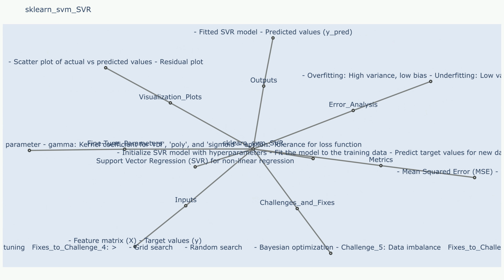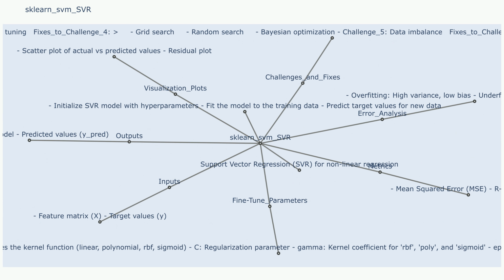Learning curve plots. The model's performance on training and validation sets as a function of training data size, helping to identify overfitting or underfitting. Fine-tune parameters. Kernel defines the function used to map data to a higher dimensional space. Common options include linear, RBF, poly, and sigmoid. C, the regularization parameter, controls the trade-off between fitting the training data and preventing overfitting. Higher values prioritize fitting the data, while lower values encourage smoother models.